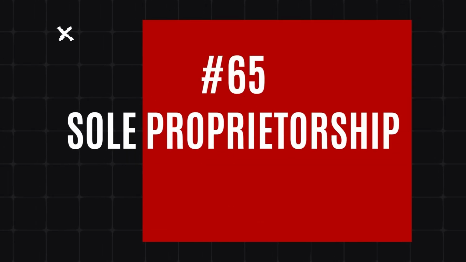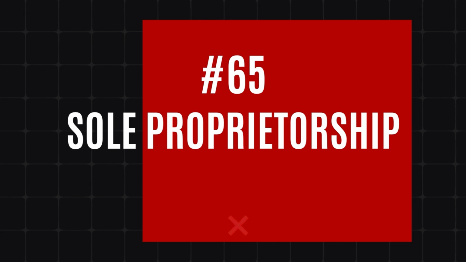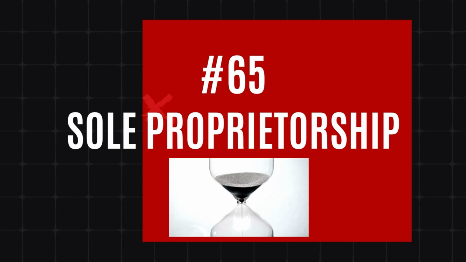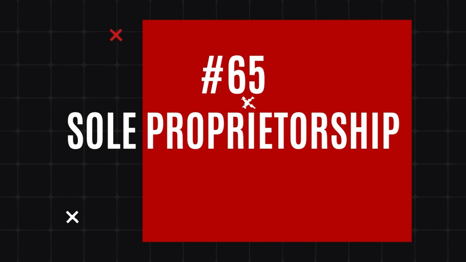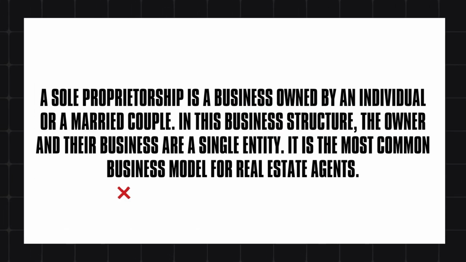Sole proprietorship. Let's see if you can nail this definition. A sole proprietorship is a one-person show where an individual or married couple owns and runs the business. As the most popular model for real estate agents, it's like being your own boss, where you and your business are one entity. Simple, flexible, and empowering. Here comes another one.